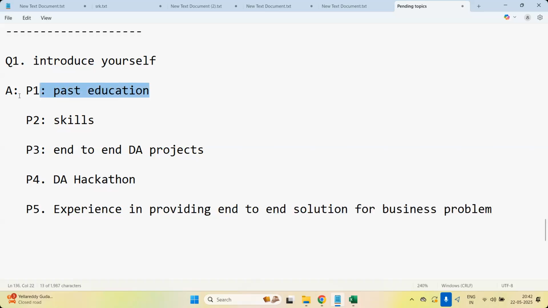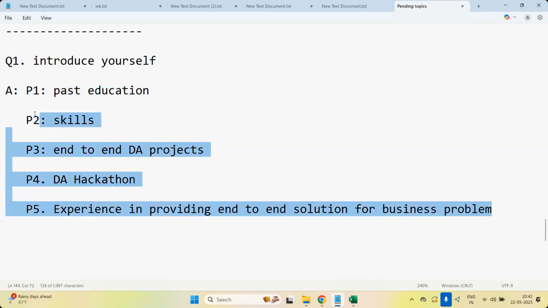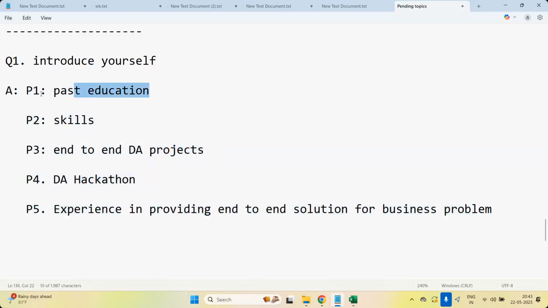In this, only 1 point is your past education. The remaining 4 are data analyst only. So out of 5 points, how many points indicate your previous one? How many indicate your present one? 80% is present, 20% is past. Now the person who is going to shortlist you or give you the job, should he focus on 20% or on 80%?